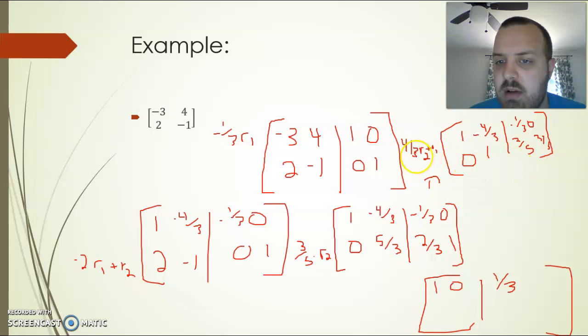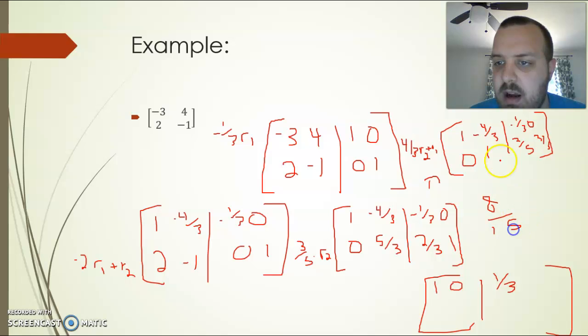Let me make sure I did that right. So 4/3 is 8/15, and this would be negative 3. No, I did not do that right. Hold on, let's fix this. So if I'm doing 4/3 times this, I'm going to get 8/15.